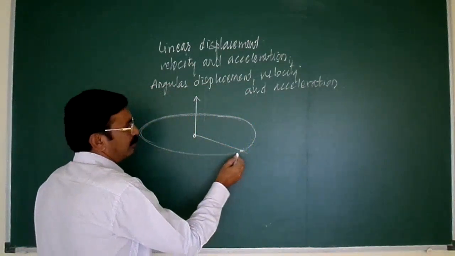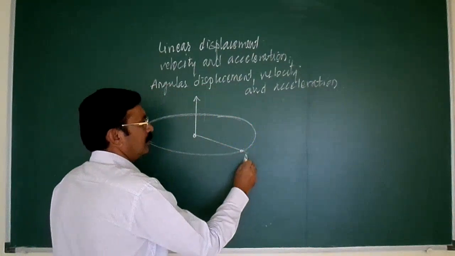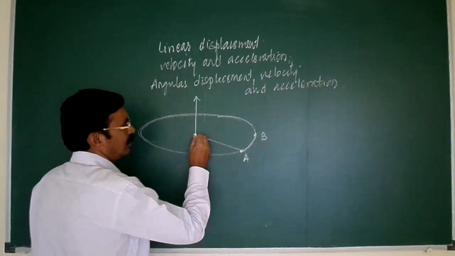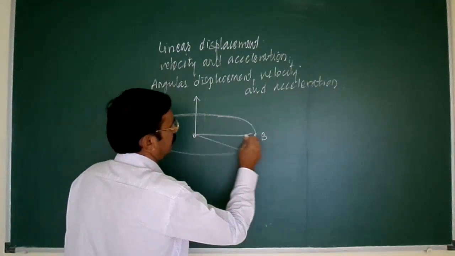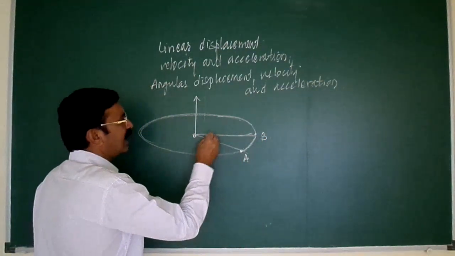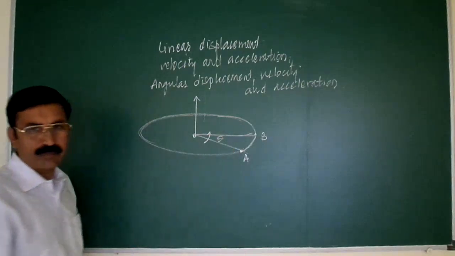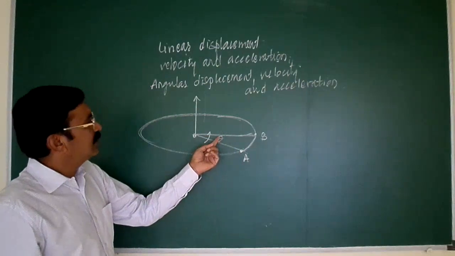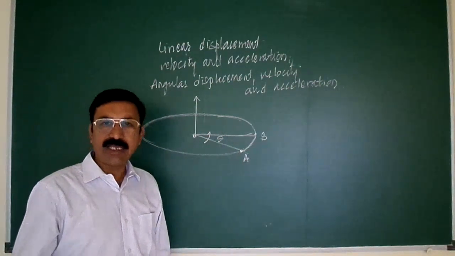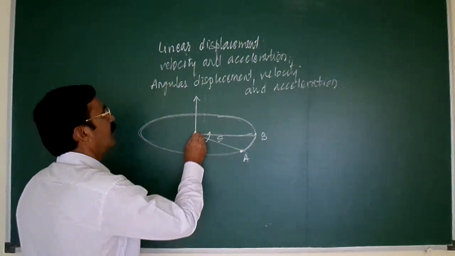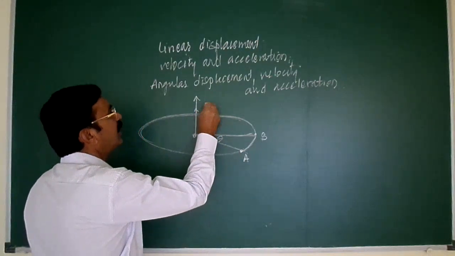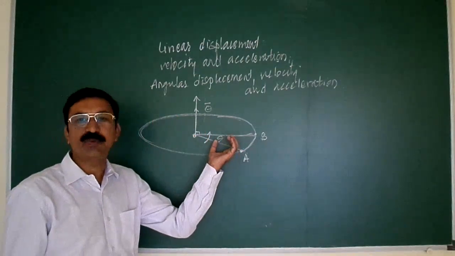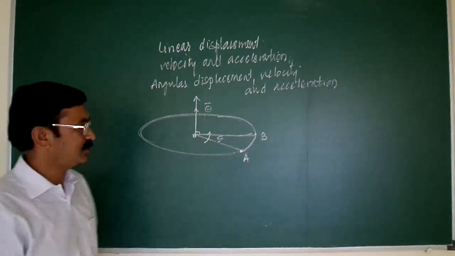When the particle moves from A position to B position, it inscribes an angle theta, but this theta will represent angular displacement as theta vector, which will be perpendicular to the plane in which the particle is performing circular motion.